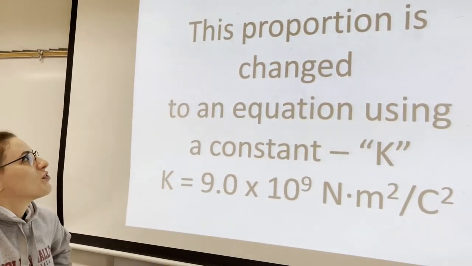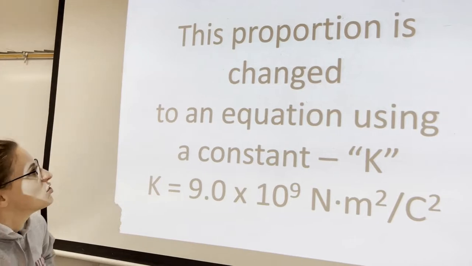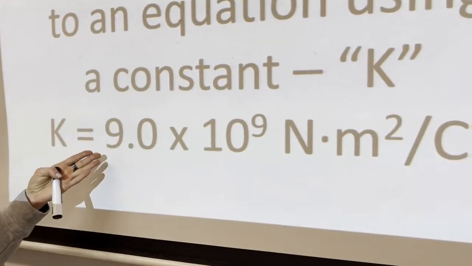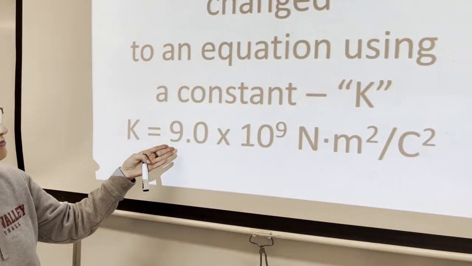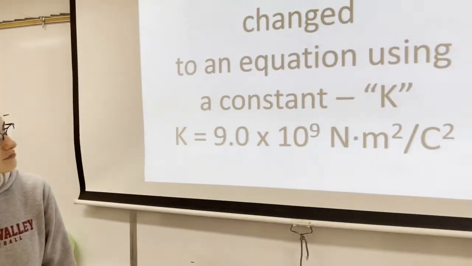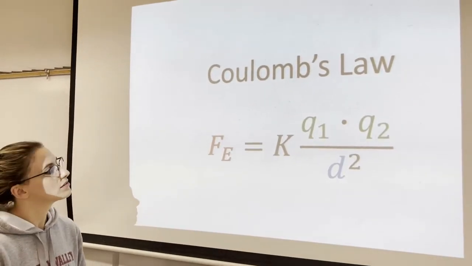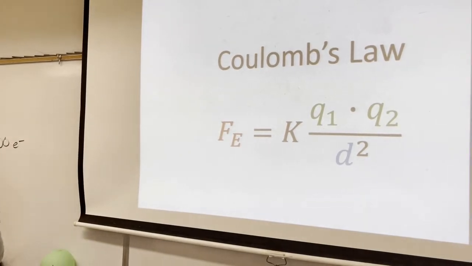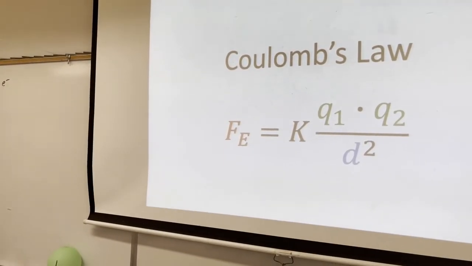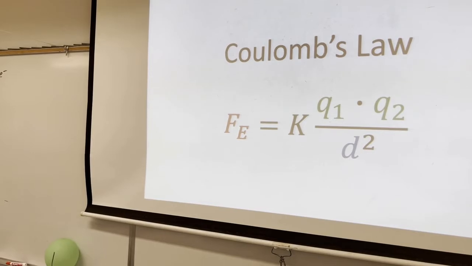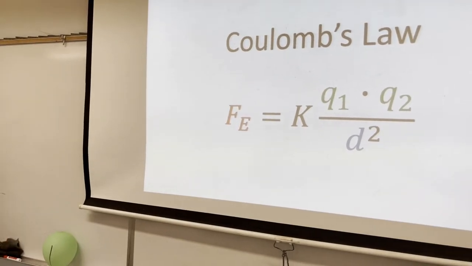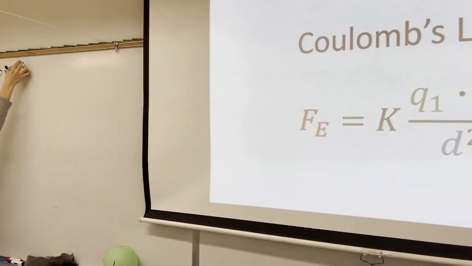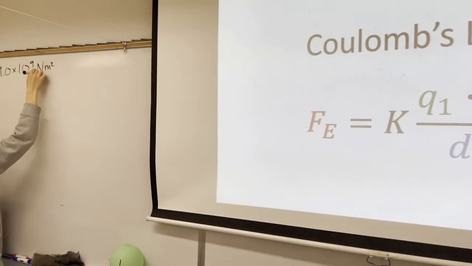So this proportion is changed to an equation using our constant K, which is 9.0 times 10 to the 9th Newton meter squared per Coulomb squared. That's a big number. It's a very big number. And so what does that look like? Here's Coulomb's law. Write this down in your notebooks, boys and girls. You need this. The electrical force is K times Q1 times Q2 divided by the square of the distance between them. And what was that number? K equals 9.0 times 10 to the positive 9 Newton meter squared over Coulomb squared.